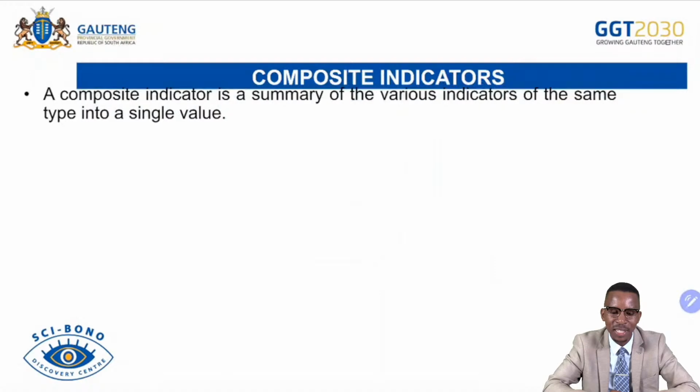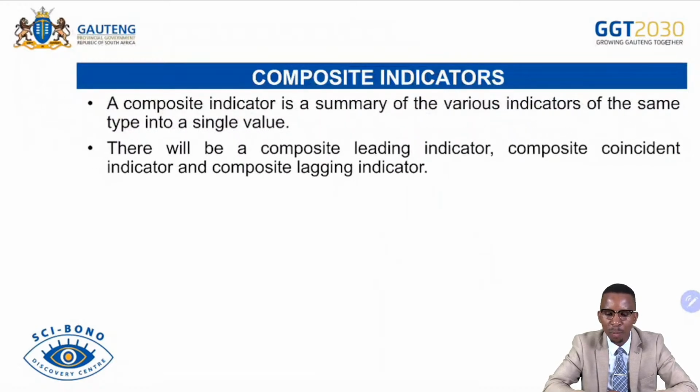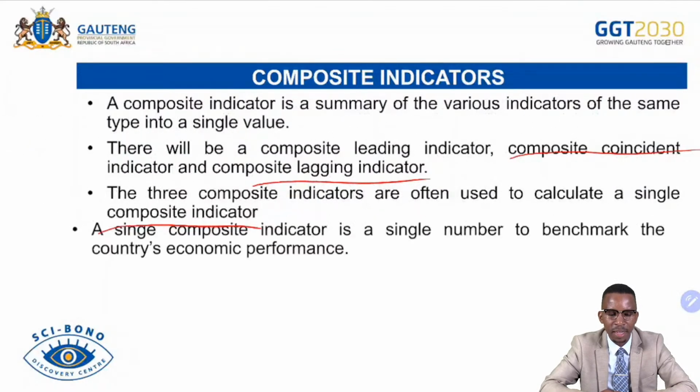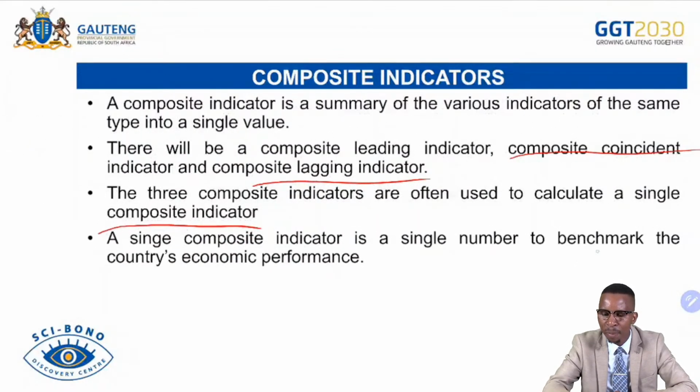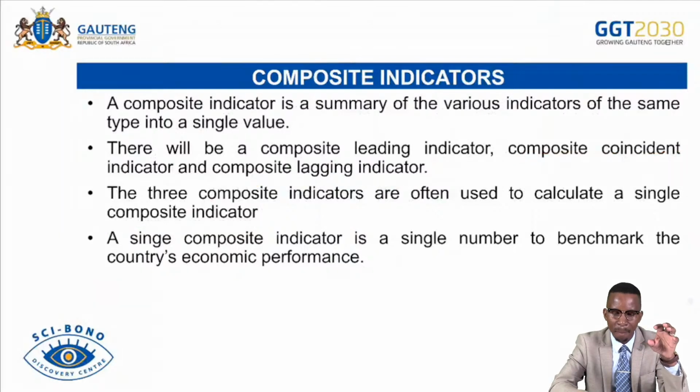Then let's talk about the composite indicators. In this case, we talk about the group of all leading, lagging and coincident indicators grouped together to form a single value. There will be a composite leading indicator, a composite lagging indicator, and also a composite coincident indicator. The three composite indicators are often used to calculate a single composite indicator, which is a single number to benchmark the country's economic performance. So all of these indicators are grouped together so that we can calculate a single composite indicator that will be used to benchmark the economic performance.